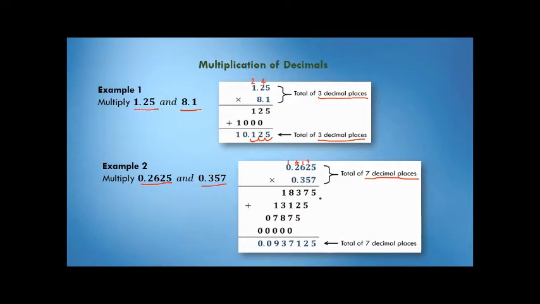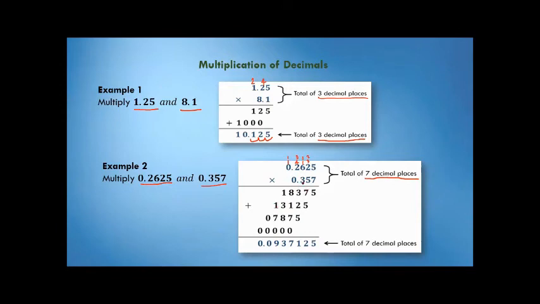So next digit is 5. 5 times 5 is 25. 5 lang isusulat dito, 2 nandito. Then 5 times 2 is 10 plus 2, 12. 2 lang isusulat dito, nandito ang 1. 5 times 6 is 30 plus 1, 31. 1 lang isusulat dito, then 3 ilalagay dito. 5 times 2 is 10 plus 3 is 13. 3 lang isusulat dito, then dito yung 1. Then 5 times 0 is 0 plus 1, this is 1.